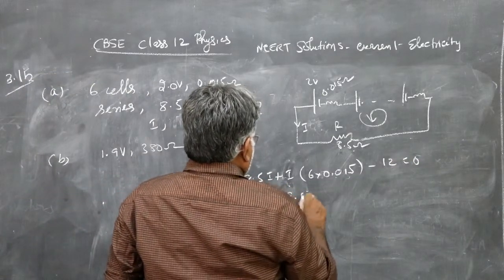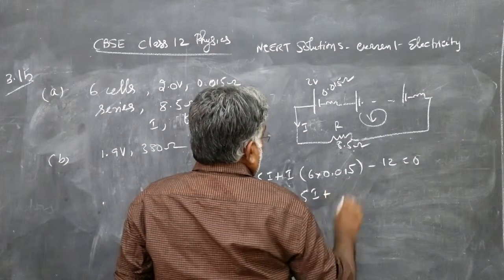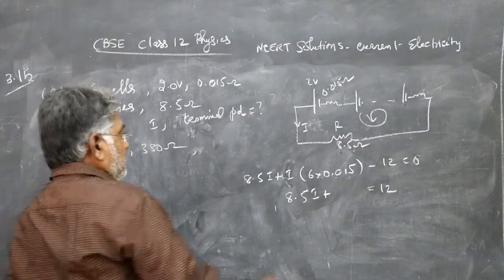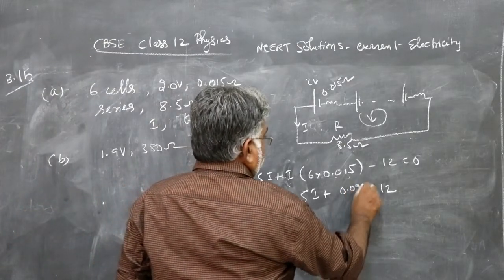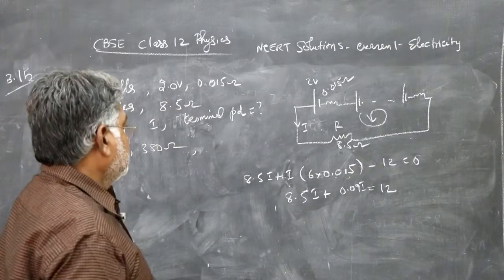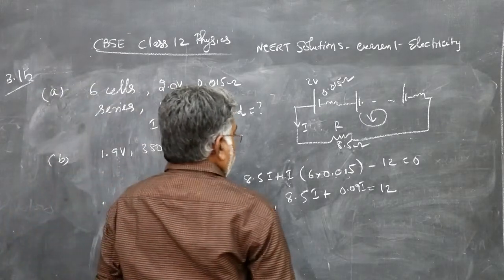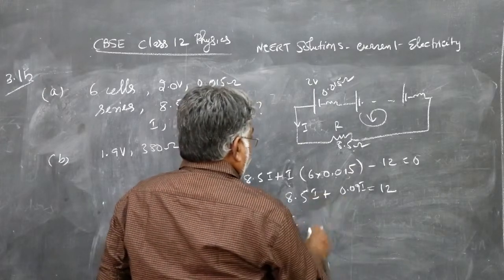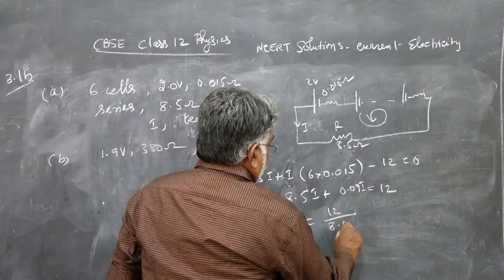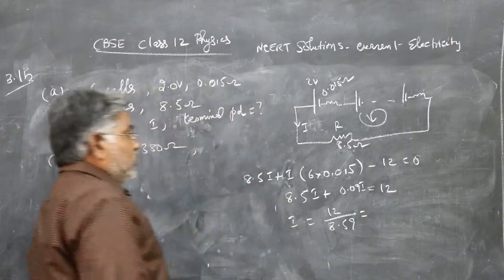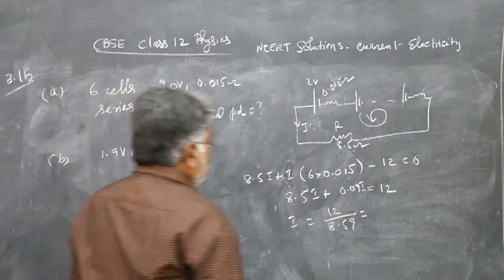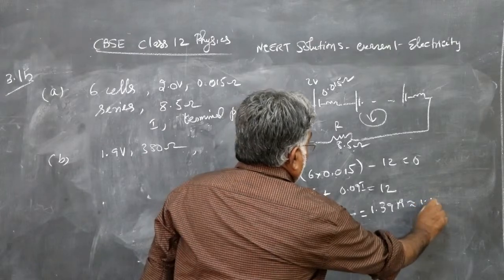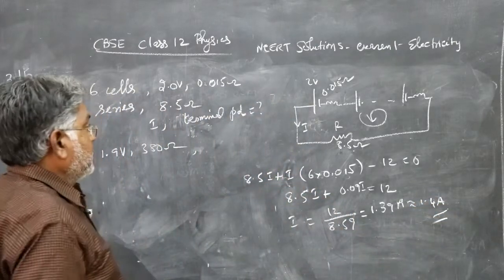Okay. So 8.5 I plus 0.09 I, and the 12 will go to the other side. Therefore, I is equal to 12 by 8.59. That is the current. This will be 1.39 ampere. So you write 1.4 ampere current.